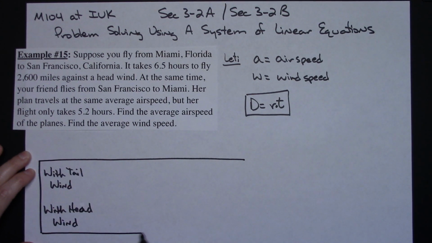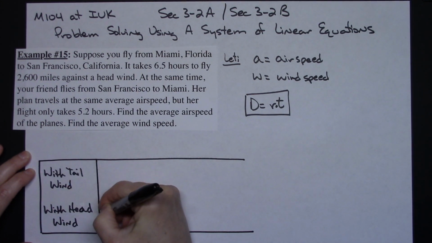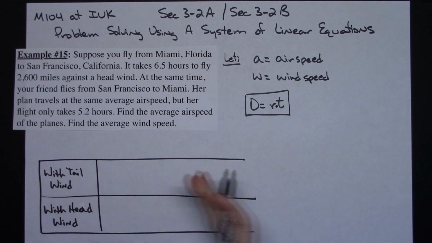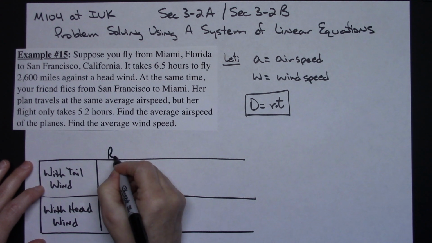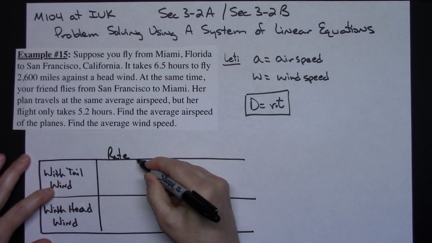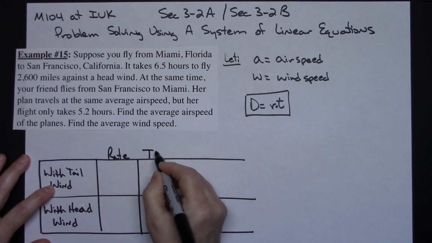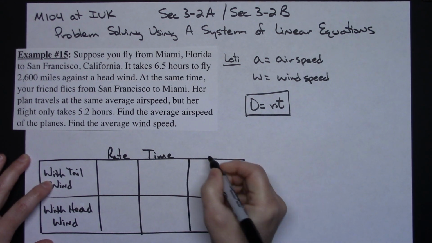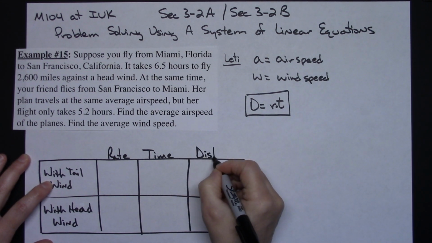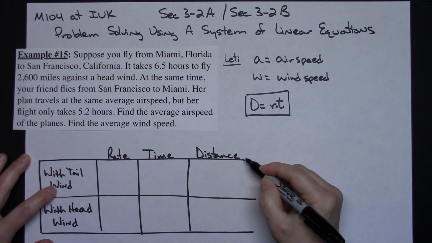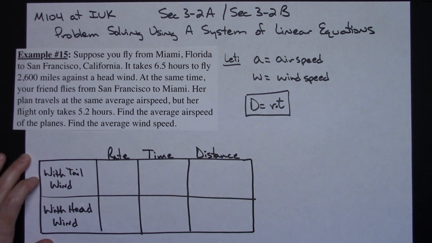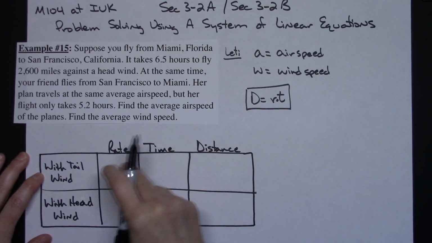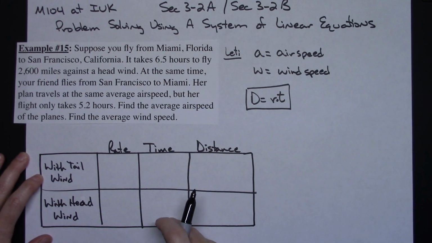Now when I make this table, I'm going to use this formula and go left to right. I'm going to say, okay, here's my rate, and then here's my time, and then this is going to be the distance traveled. Let me just put distance. So what I'm going to do is go up to the story problem and fill in all of this information in this box.